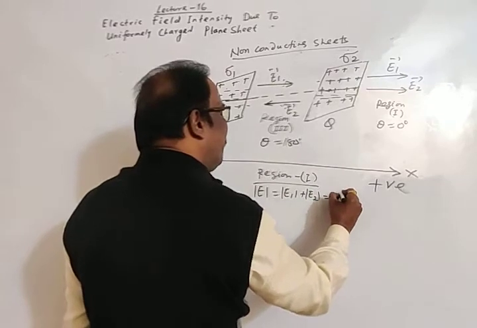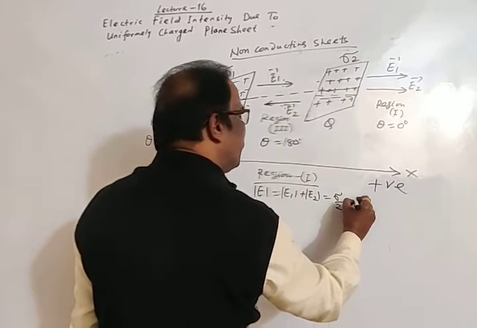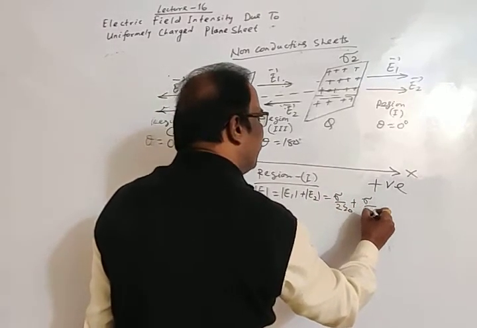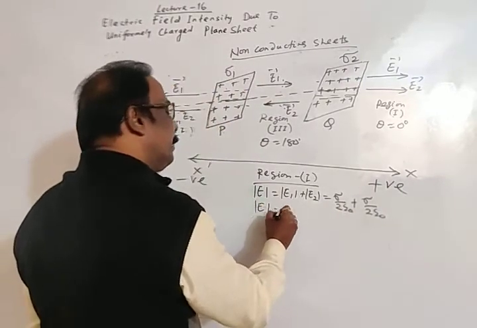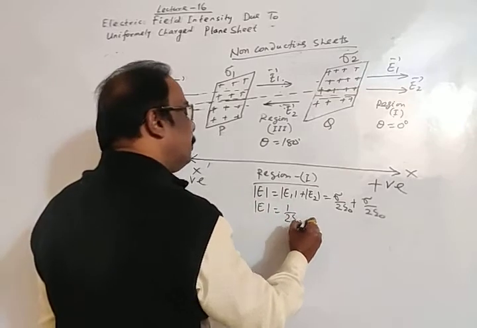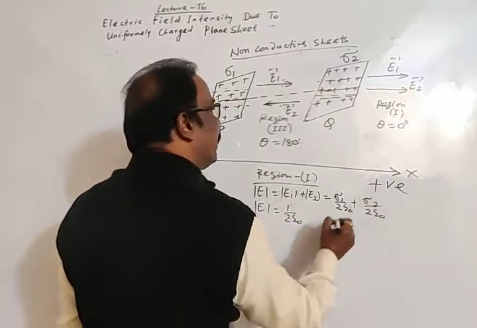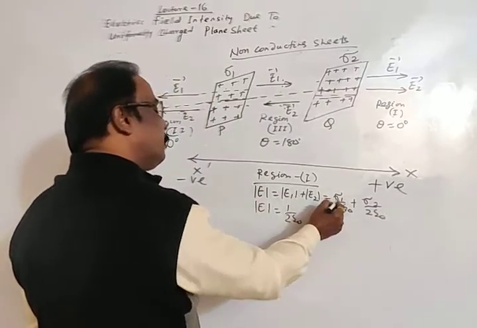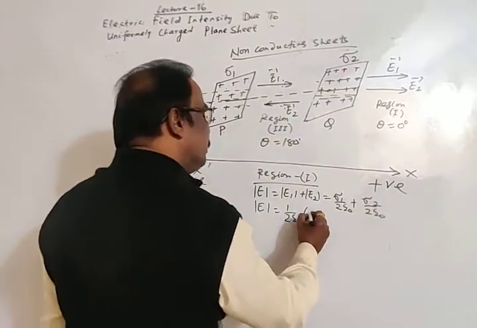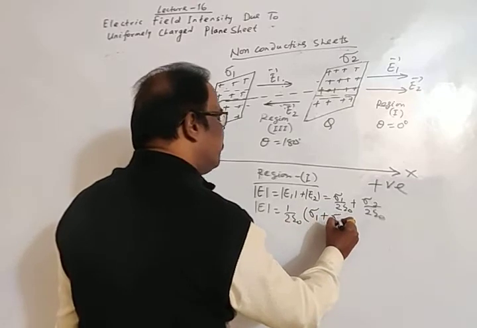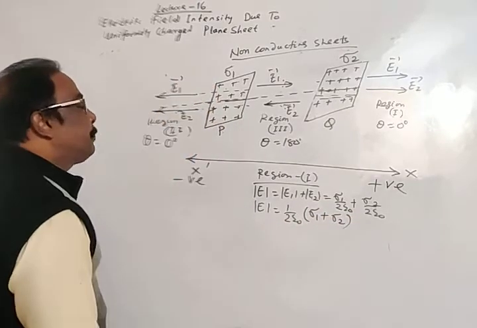Electric field E1 is sigma divided by 2 epsilon naught, electric field E2 is sigma divided by 2 epsilon naught. Then the resulting electric field is 1 divided by 2 epsilon naught times, this is sigma 1, this is sigma 2. For E1 sigma 1, for E2 sigma 2. The charge densities are different. So the sum of charge densities sigma 1 and sigma 2. This is for region 1.